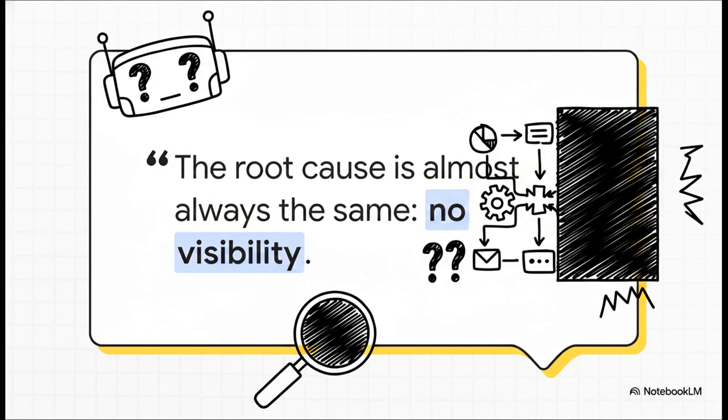Well, it turns out the root cause of all this frustration is almost always the exact same thing, and this comes straight from Arthur's forward-deployed engineering team. Without visibility into the agent's step-by-step logic, your debugging is pure guesswork. I mean, you can't fix what you can't see, right? Right now, your production AI is essentially operating inside a completely sealed black box.